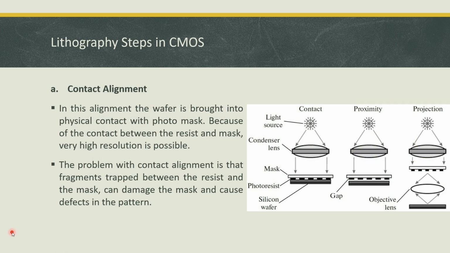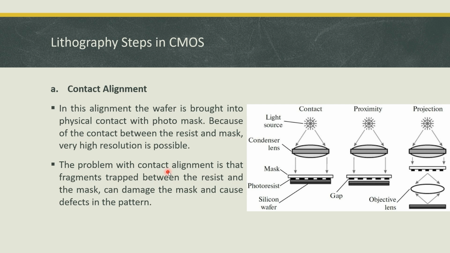So the first one is contact alignment. What is meant by that? In this alignment, the wafer is brought into physical contact with the photomask. As you can see in the diagram, this is the silicon wafer, photoresist is applied on top, and there is a mask. The distance between the mask and the wafer is negligible, so because the gap between the resist and mask is very small, very high resolution is possible.